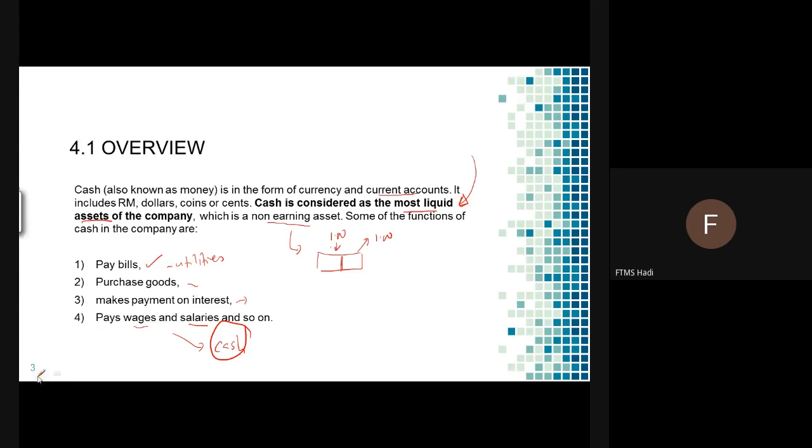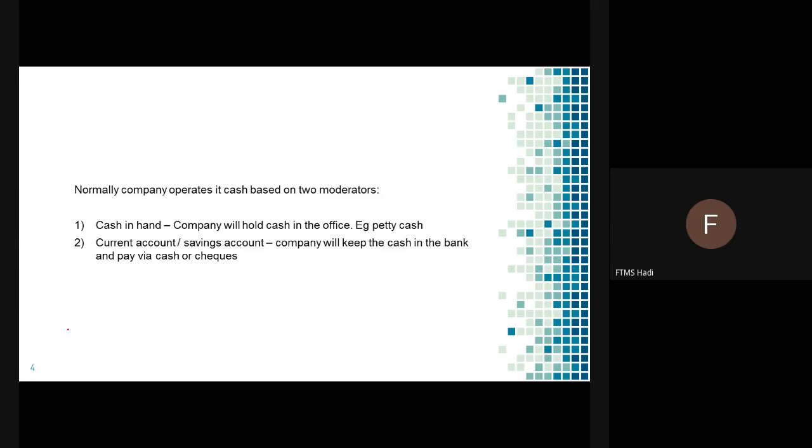Okay, so that is a little bit about the overview of cash. Normally, companies operate cash based on two modes. Not only companies, sometimes personal use is also involved, but since we are learning financial management, we are focusing on companies. How does a company operate cash?